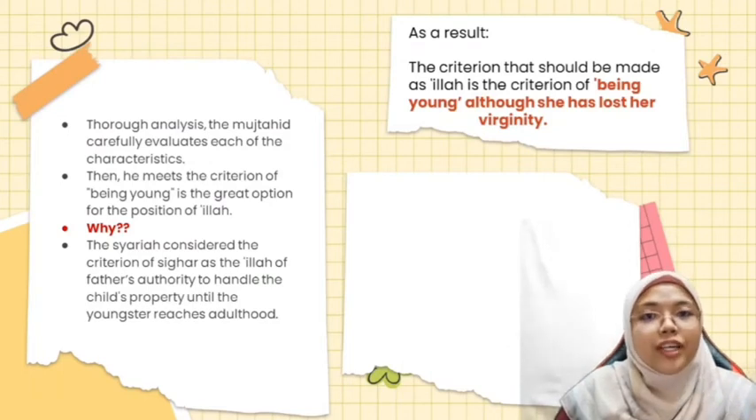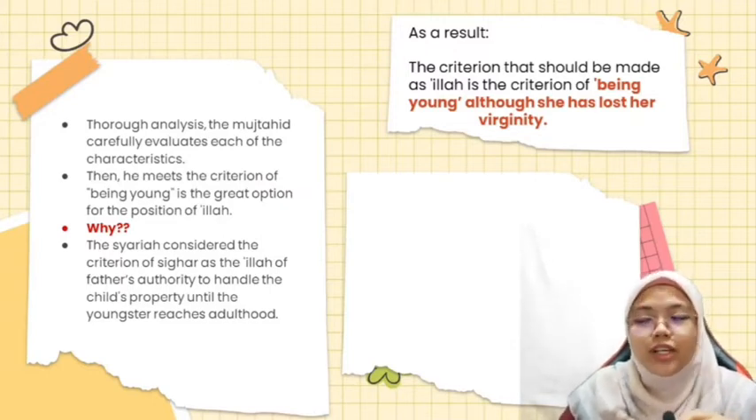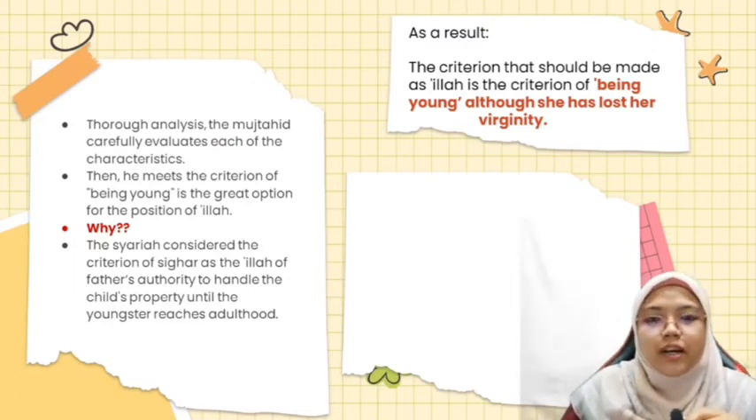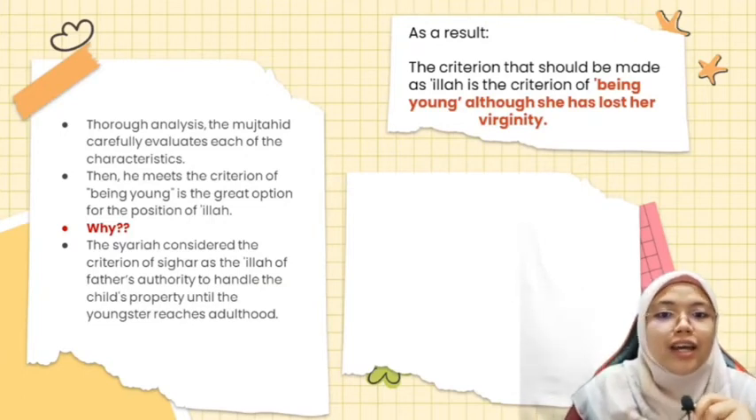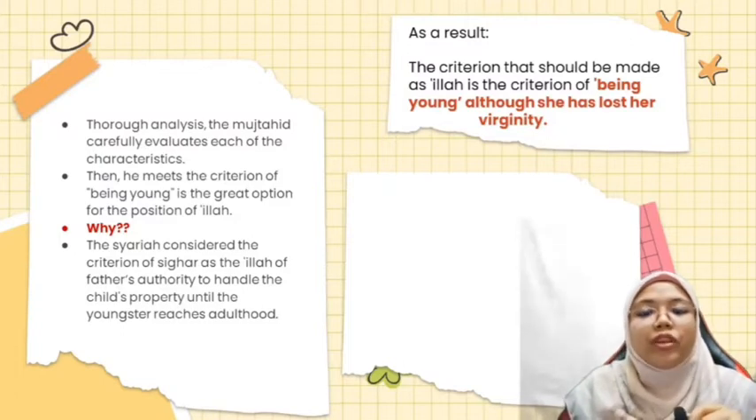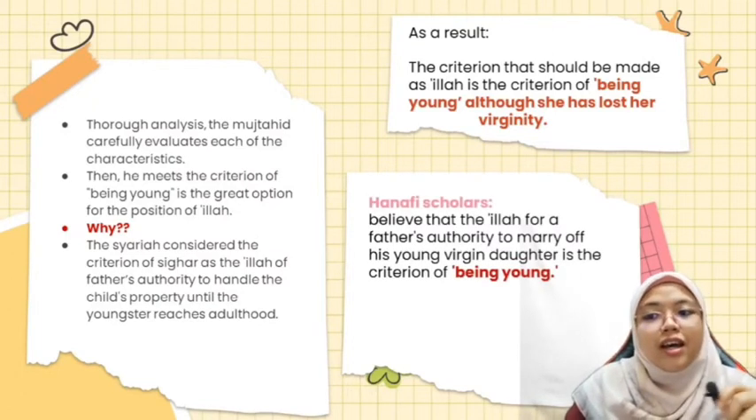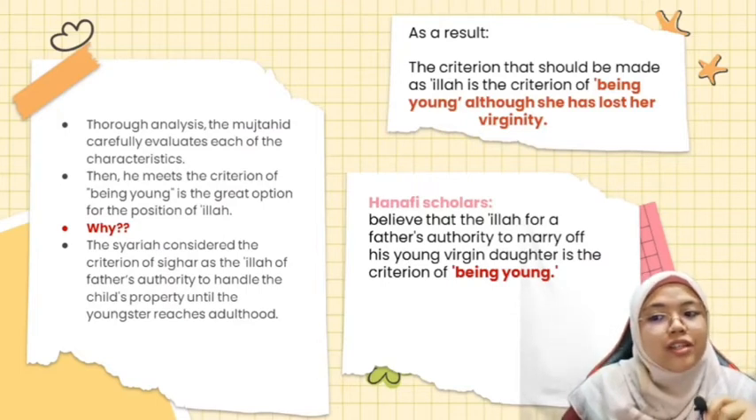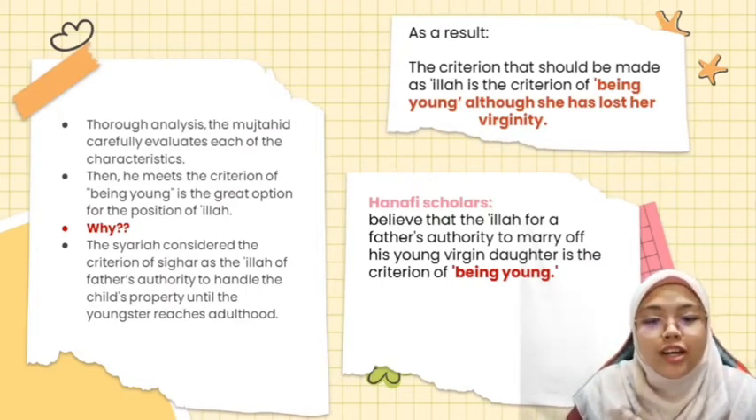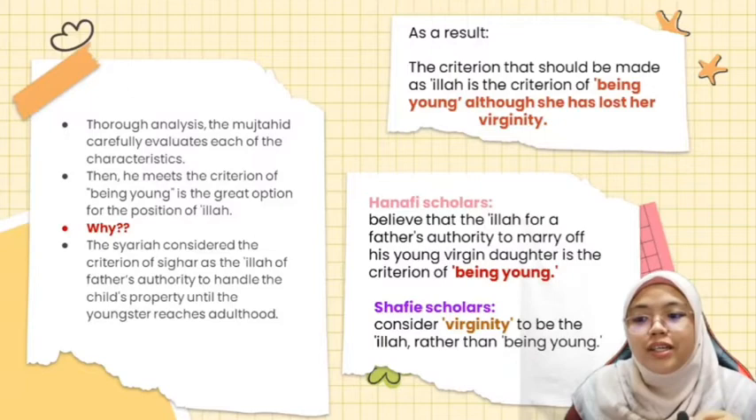However, when applying the SABRU TAQSIM approach, the mujtahid's analysis may differ from one another. It may be considered by one mujtahid to be a reasonable criterion for the illah, but on the other hand, another mujtahid may see it differently. For example, the Hanafi scholars believe that the illah for a father's authority to marry off his young virgin daughter is the criterion of being young, while the Shafi'i scholars consider virginity to be the illah rather than being young.